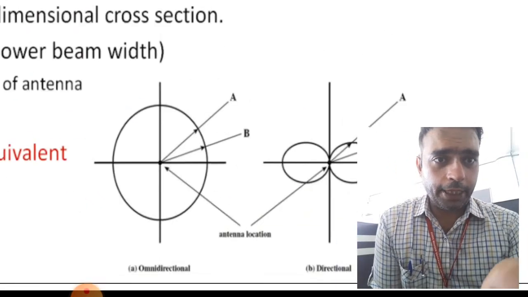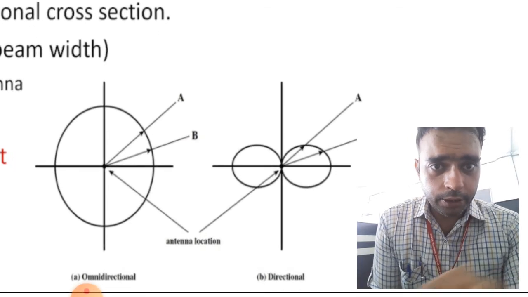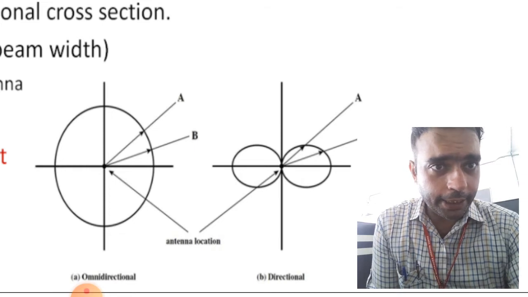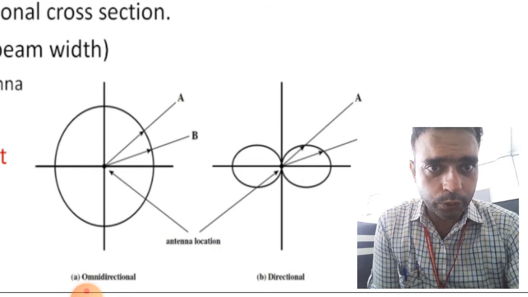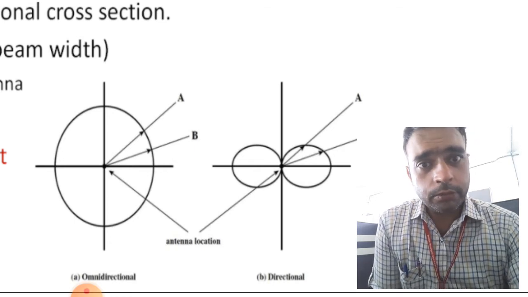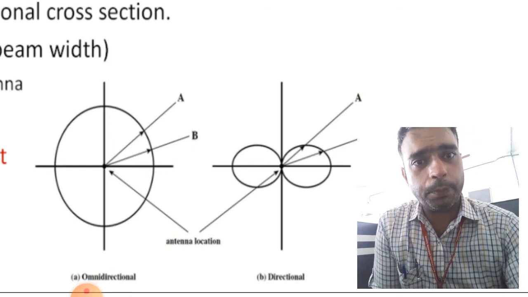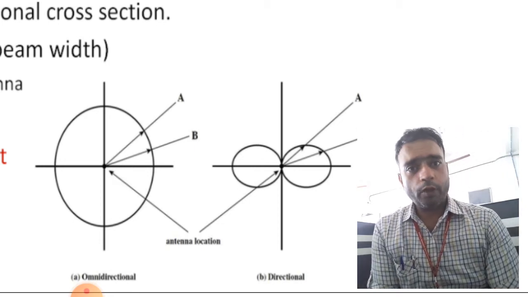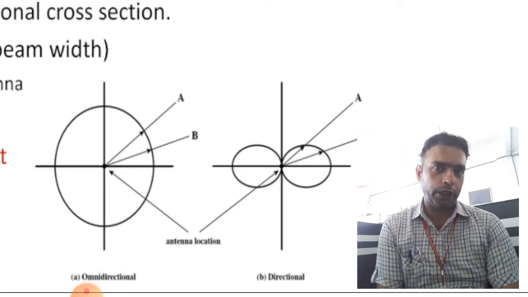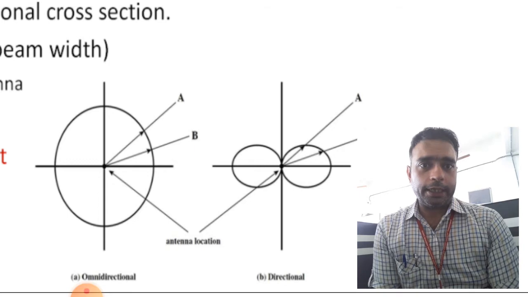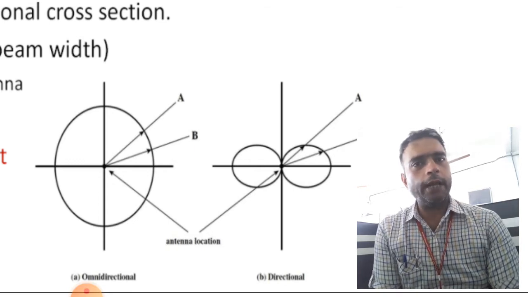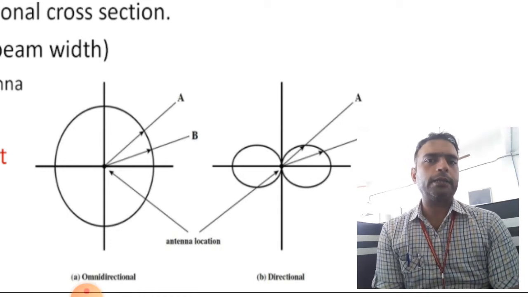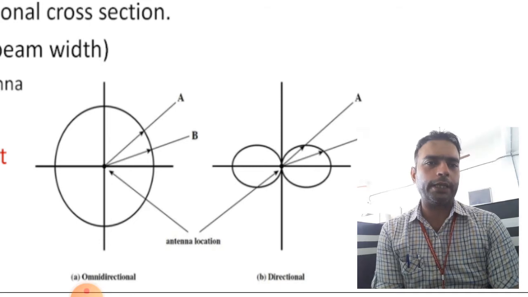Now some diagrams are given here. Two diagrams: the first is omnidirectional and the next is directional. In the omnidirectional diagram, only a single range is given, with the antenna location below, from where it sends signals, and finally they are received by the sources named A and B. That is the omnidirectional pattern, in a particular range.